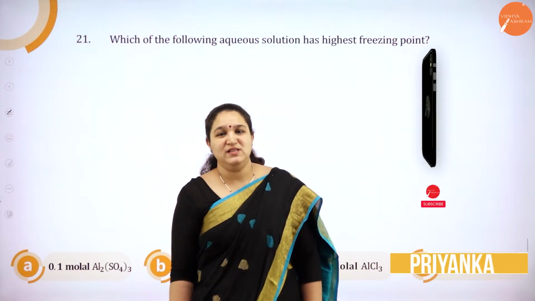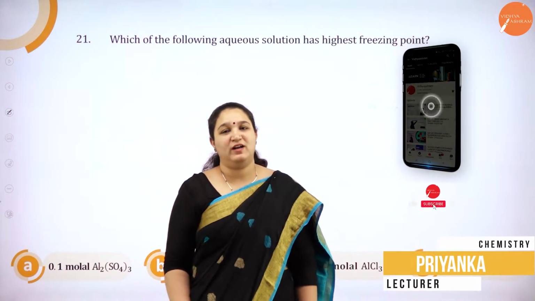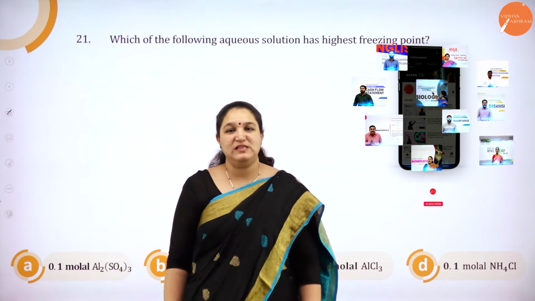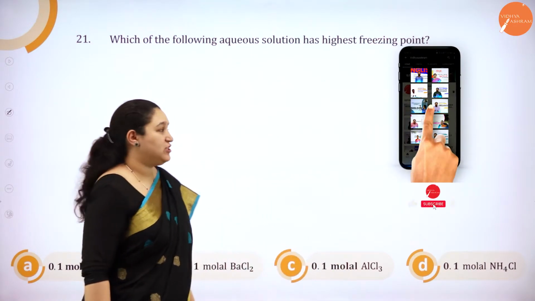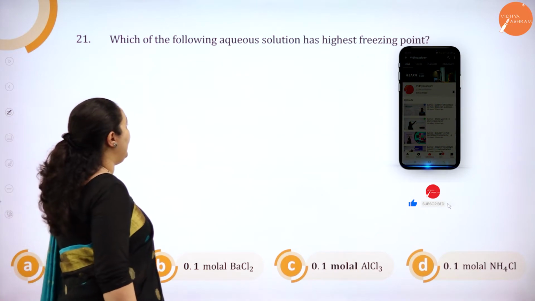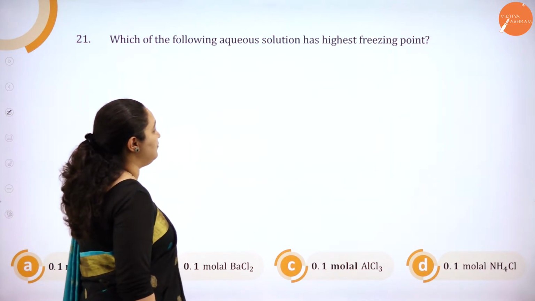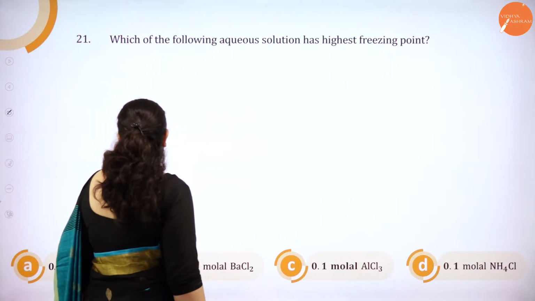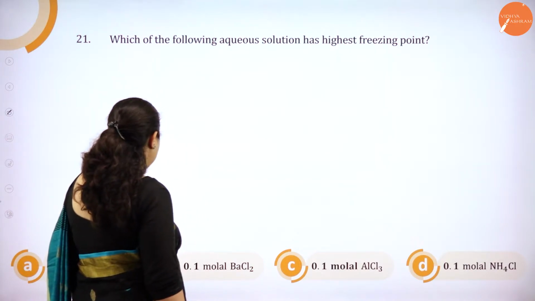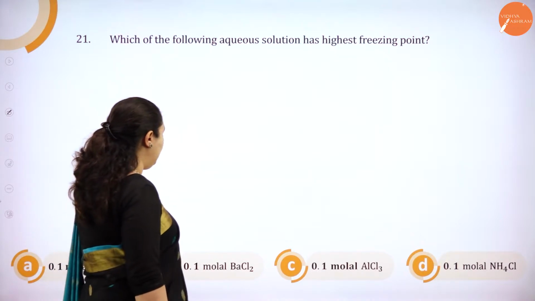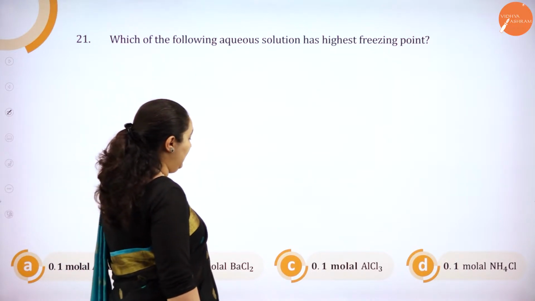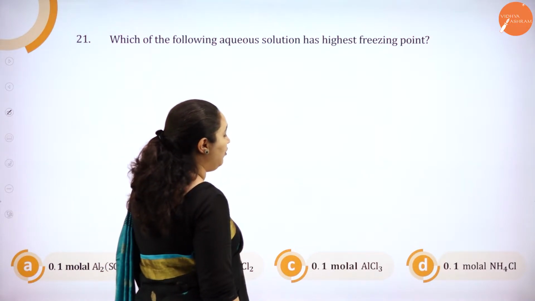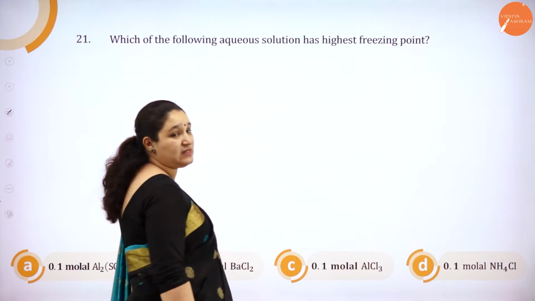Welcome back, my dear students, to part 2 of Karnataka CET 2017 chemistry question paper. So we'll see the 21st question. Which of the following aqueous solutions has the highest freezing point? Option A, 0.1 molal Al2(SO4)3, B, 0.1 molal BaCl2, C, 0.1 molal AlCl3, D, 0.1 molal NH4Cl.